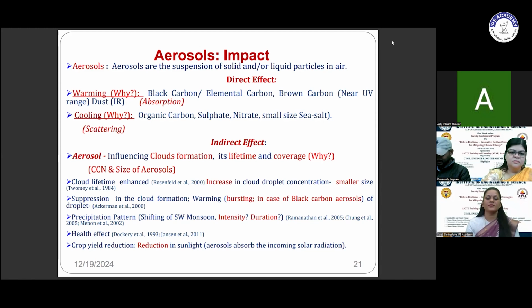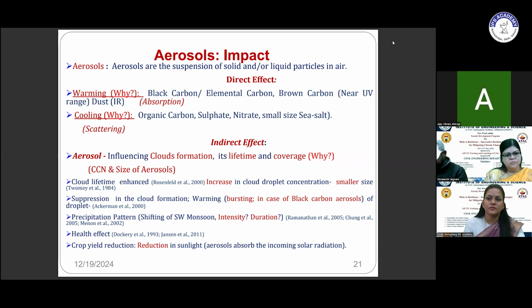And if it is black carbon aerosols, if the cloud droplets are formed on the black carbon aerosols, then black carbon aerosols have the tendency to absorb sunlight, having the warming potential. So it causes the bursting of cloud droplets. Because of the absorption of sunlight of all wavelengths, the cloud droplets will burst out, and the coverage of the clouds will be lesser. So that is how it works in an indirect effect.